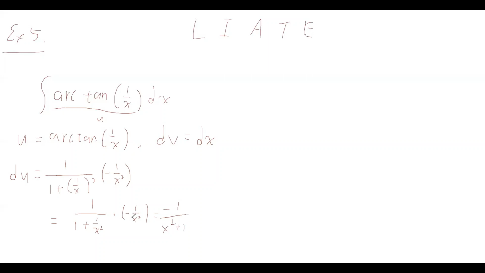Is that right? Let's see. Yep. So you can distribute the x squared into the denominator and then put the negative sign on top. All right, so that's du, and dv is just going to be x. All right, here we go. And uv, x times that, arctan of 1 over x, minus v du, so that's x times negative 1 over x squared plus 1.